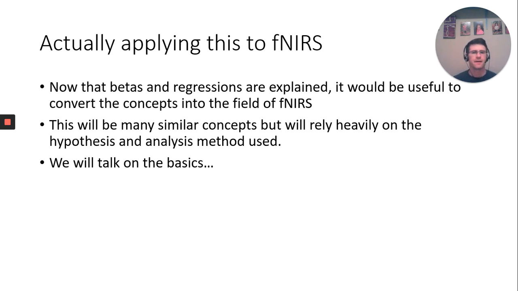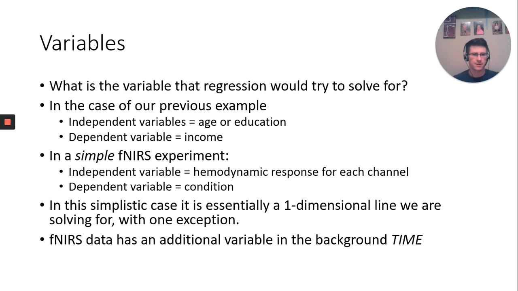now we're going to have a lot of similar concepts, but we're going to use it in a very simplistic kind of fNIRS experiment style. The first thing that you have to ask is, what variable is the regression actually trying to solve for? In the example before with age, education, and income, you had two independent variables, which were age and education, which would vary, and the dependent variable would be income.